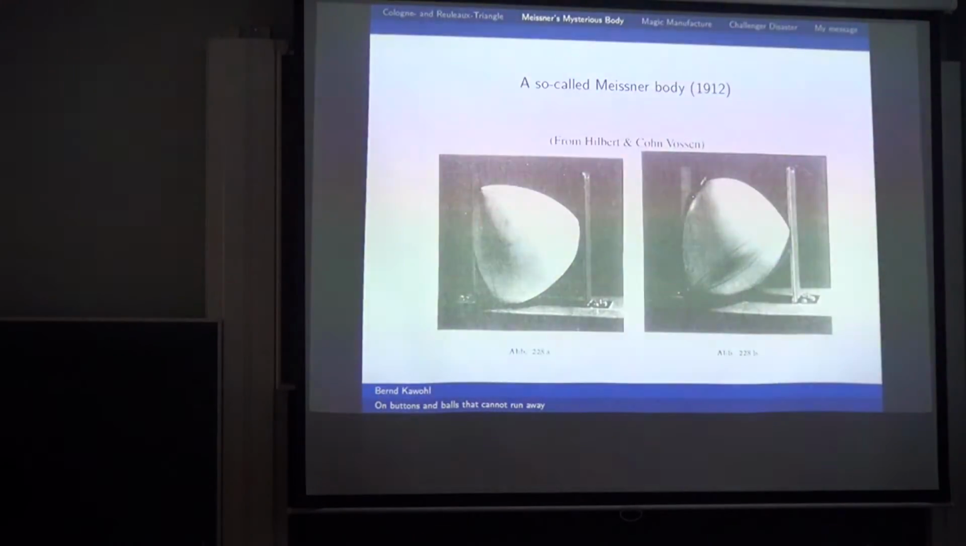And this is the oldest picture that I could find, the oldest photo of this Meissner body, and I found it in the book of Hilbert and Cohn-Vossen. Do you know the Russian title of the book, Alexander? In German it was Anschauliche Geometrie, in English Geometry and the Imagination. Yeah, okay. So most people know who Hilbert was. Cohn-Vossen is not so well known, even though this book is well known.